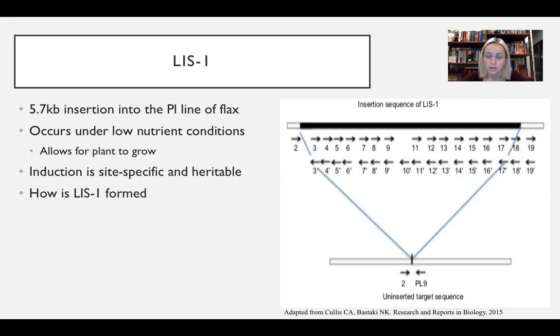The picture we're looking at right here shows the insertion sequence, and the three main primer pairs that we made are based off of this photo, and we look at the flanking regions of the insertion sequence. If you look at the 2 and the 3 prime, that's the left-hand flanking sequence, and we study that, as well as the 18 and the 19 prime sequence. Then to tell if there was no insertion, you look at the 2 and the PL9, because that's the uninduced sequence. That's where it's actually inserted into on the flax genome.